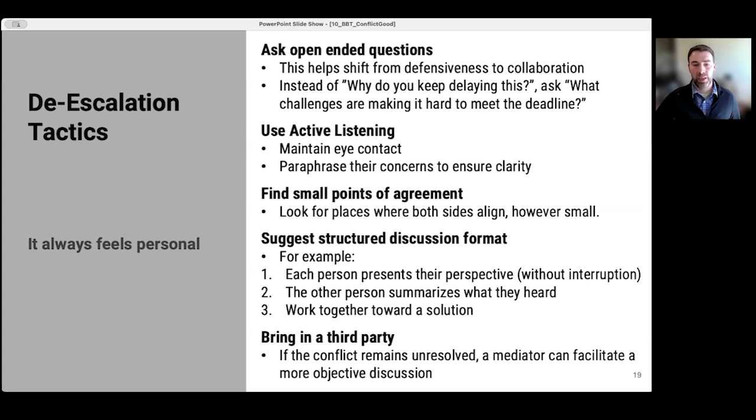If this is still going on, suggest a structured format where each person gets their time. So if you are talking over each other, say, okay, let's stop for a second. Bill, you go first. Talk through everything. Tell us where you're at. Jenny, you'll follow up after that. And then you say, okay, where's our common ground? Where's our solution?